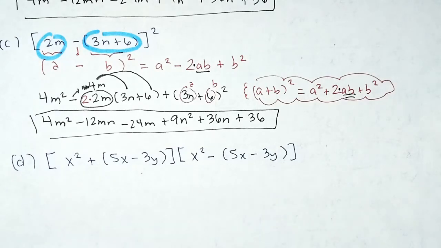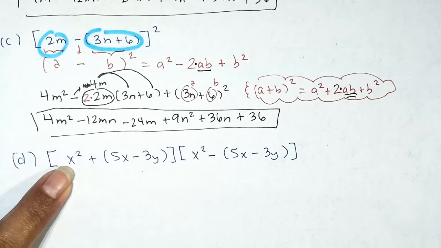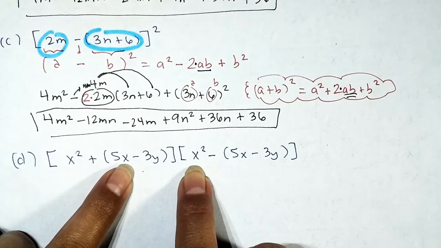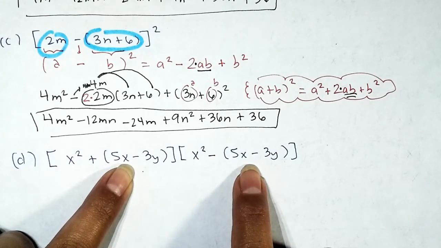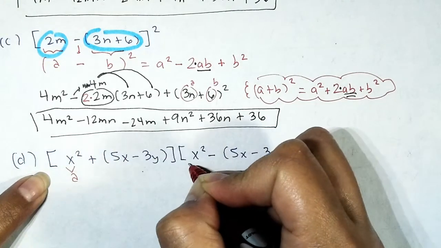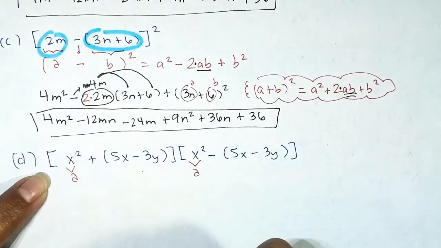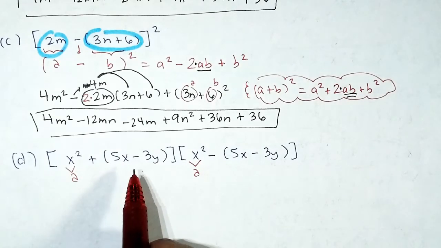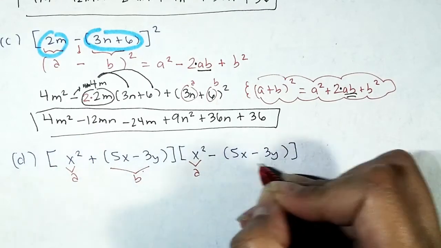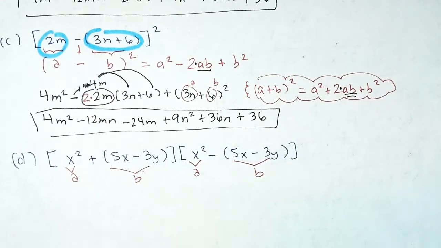Okay, let's go ahead and break it down. We got an x squared in the first expression. We got an x squared in the second expression. We got a 5x minus 3y here. Look at that, 5x minus 3y here. That's pretty sneaky. Okay, let's go ahead and call these a and b. So the x squared, we're going to call a. So we have another x squared, so we have another a. This subtraction problem, 5x minus 3y, let's go ahead and call it b. Same subtraction problem, so same b.